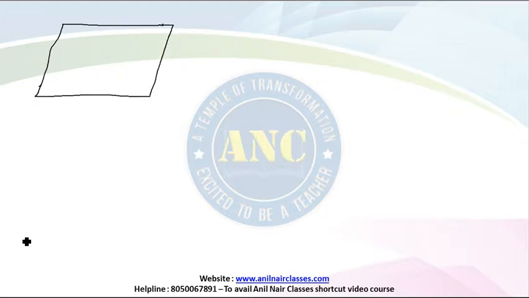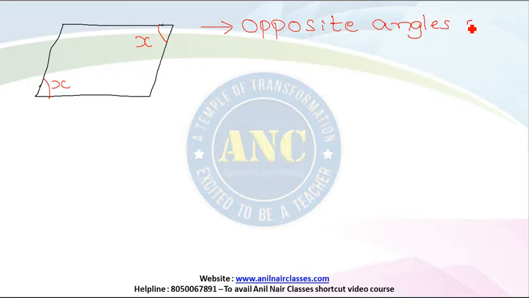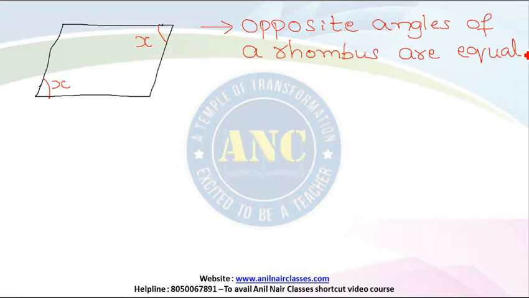Sir, now listen to this carefully. Can I say that this particular angle, suppose if it is X, this particular angle also will be X. That means, very important point, it says that opposite angles of a rhombus are always equal. Opposite angles of a rhombus are equal.